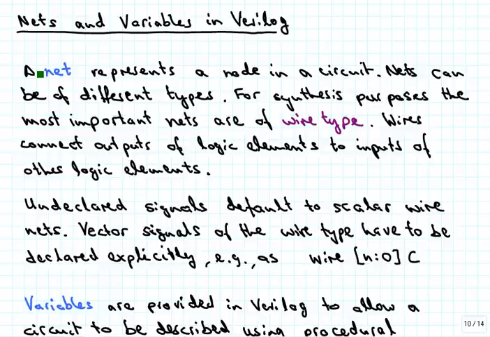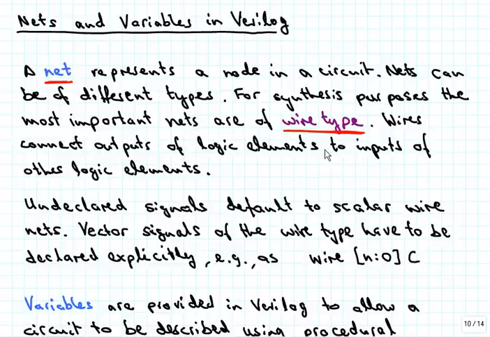So a net in Verilog represents a node in a circuit. Nets can be of different types, but for the purposes that we are using it for synthesis, the most important nets are of the wire type.